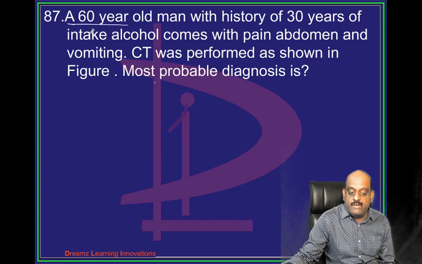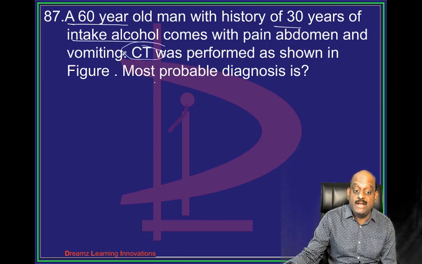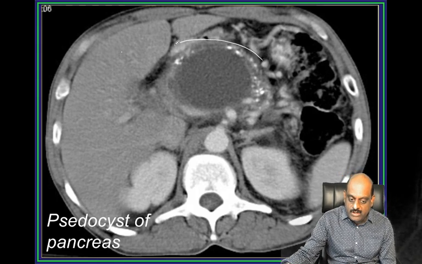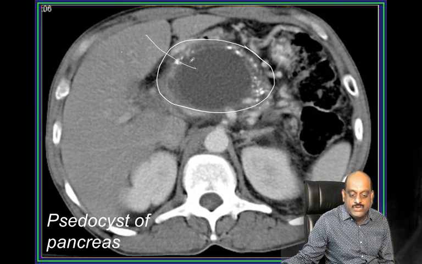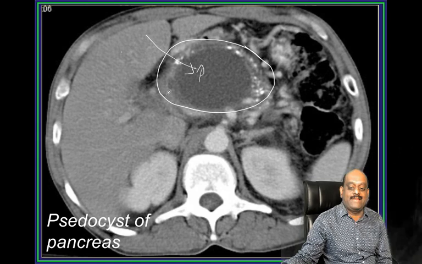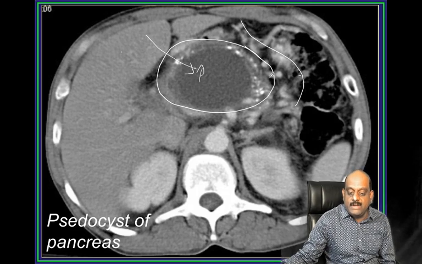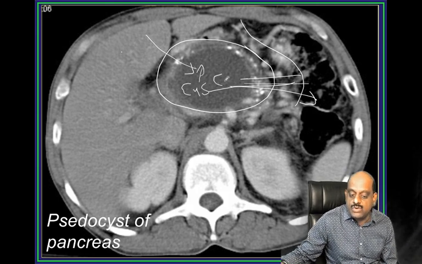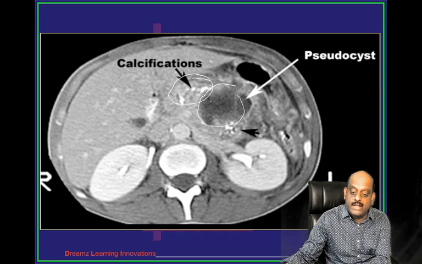Now doctor, a 60-year-old man, history of 30 years of alcohol intake, comes with pain abdomen, CT was done. What is the most probable diagnosis? From the CT you are able to see one of the complications of pancreatitis. What do we call this, doctor? Pseudocyst of pancreas. If it is a significantly large pseudocyst, you can pass an endoscope into the stomach, and from the stomach tunnel into it and drain it into the stomach. What do we call this? Cystogastrostomy is what you need to remember. So these are the calcifications which are found in the case of a pseudocyst.